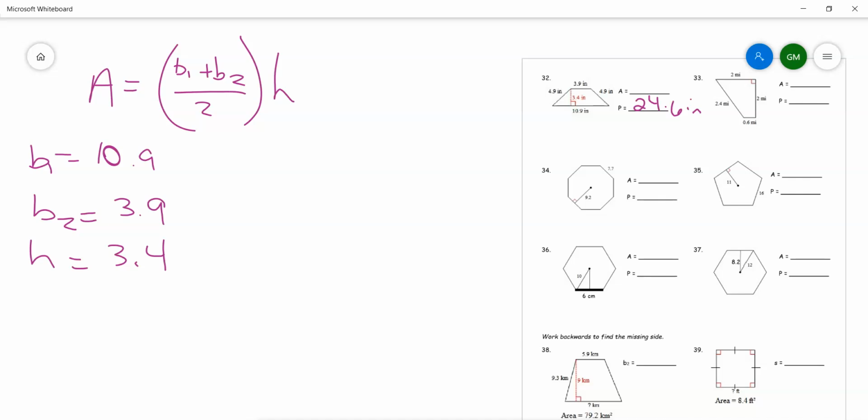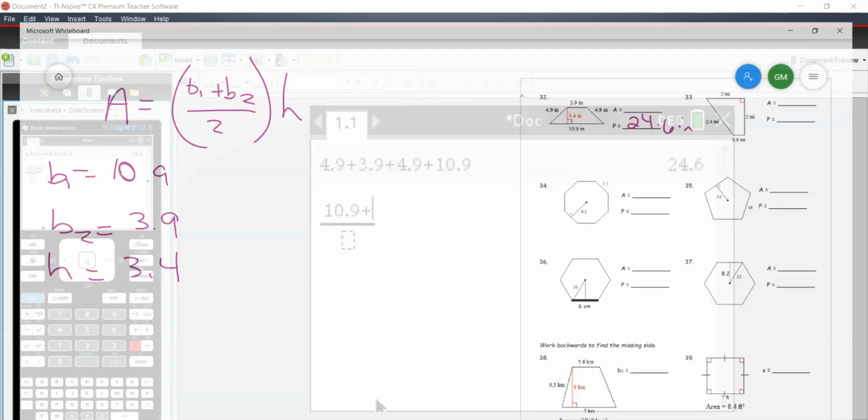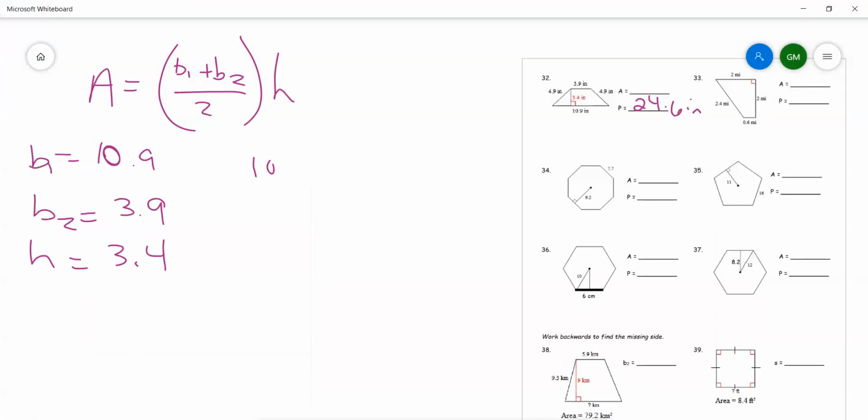And remember, it doesn't matter which one's base 1 and which one's base 2. I can flip that shape on its head and it's still the same shape. So I just picked these two the way they are. Run them through our calculator. Control divide gives us our fraction. We get 10.9 plus 3.9 over 2 times 3.4.